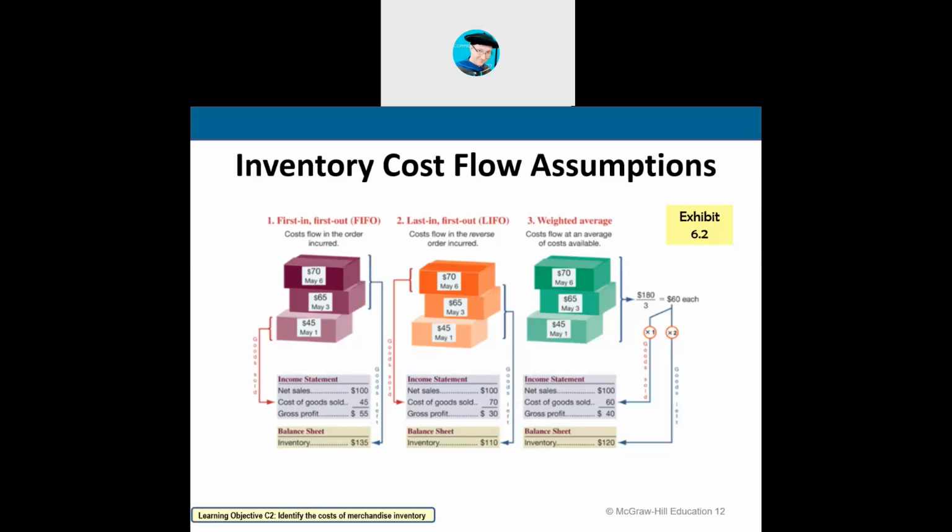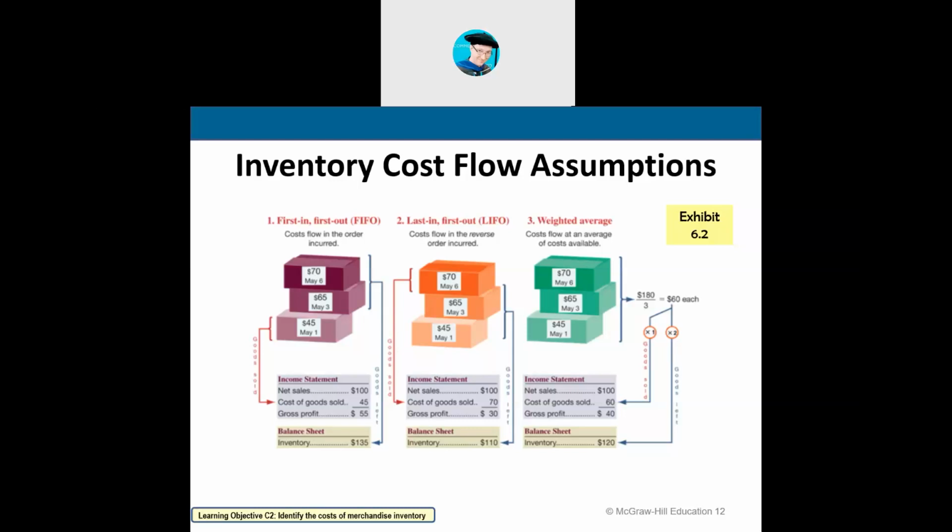So on May 1st, our company bought inventory for $45. We sold that in May. We sold that first, so that would go onto our cost of goods sold. It's $45. It's the first in, and it's the first one to be sold. So we take our total net sales minus cost of goods sold equals gross profit. The remaining inventory that we purchased in that time period remains as the ending inventory on our balance sheet.